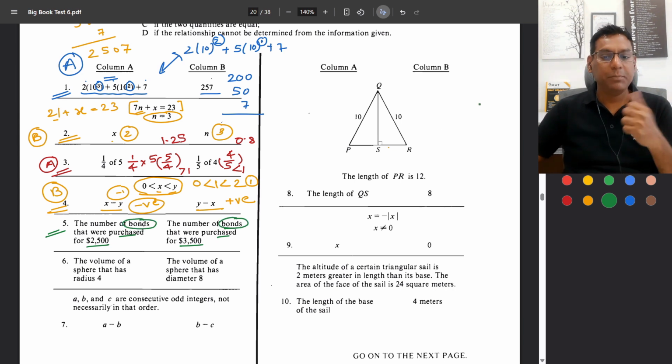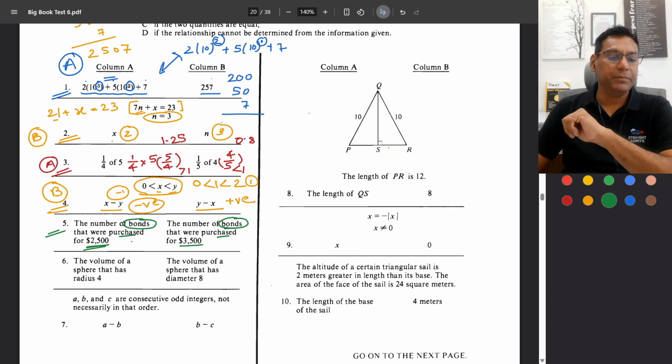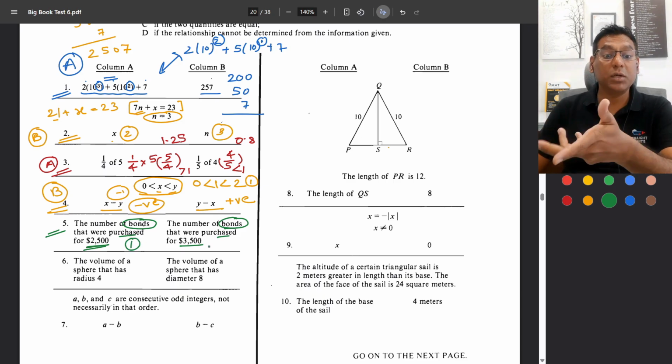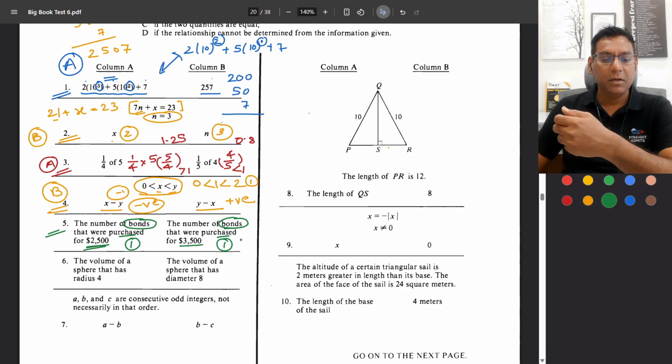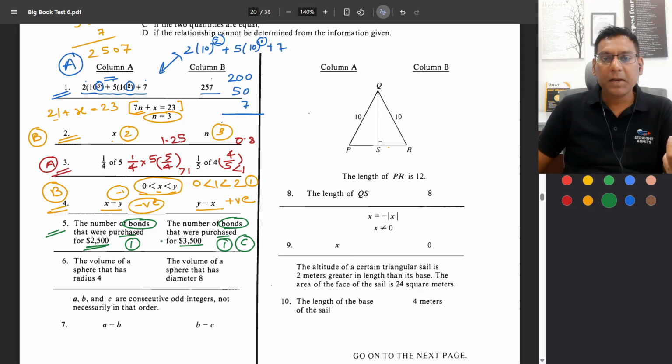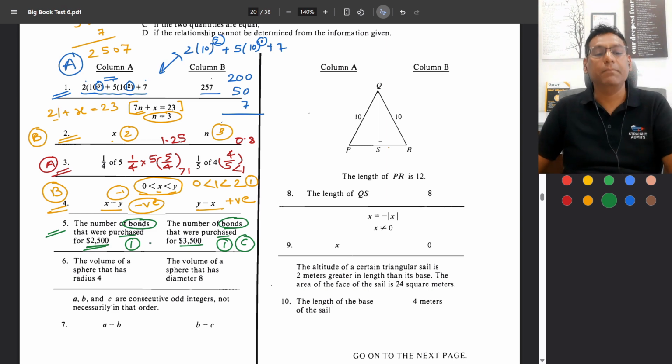For example, let's say when I bought bonds for 2,500, the price of the bond was 2,500. I got one bond. When I bought bonds worth 3,500, maybe the price was 3,500. Again, I got only one bond, right? In that case, the answer would have been C. Or maybe the price of the bond was always 100, or we bought it at the same time, right? In that case, obviously I'll get more bonds here because the number is bigger here. In that case, the answer would be B, correct?